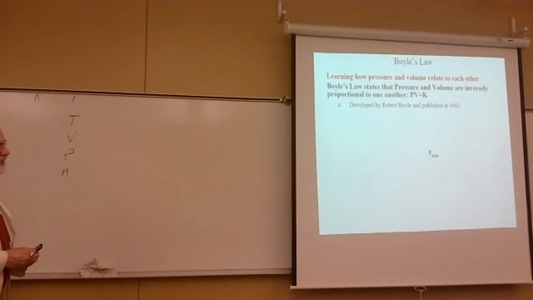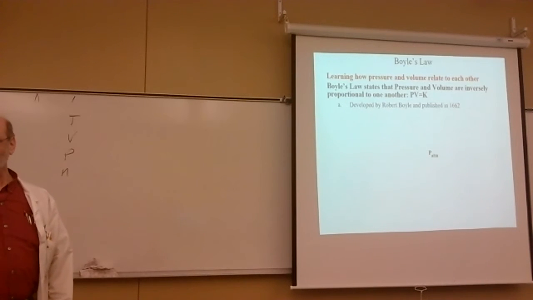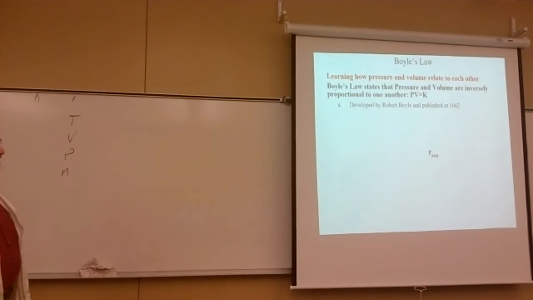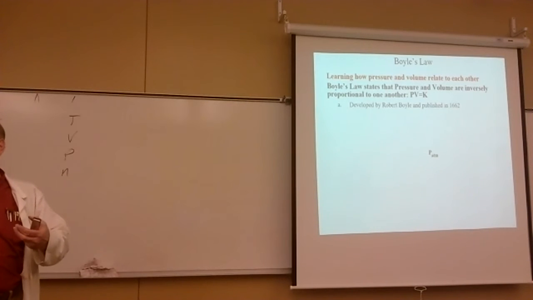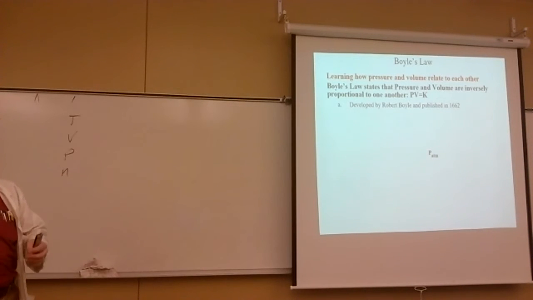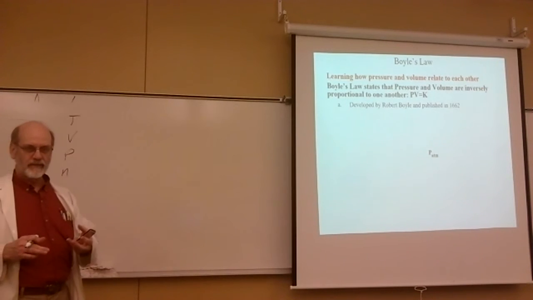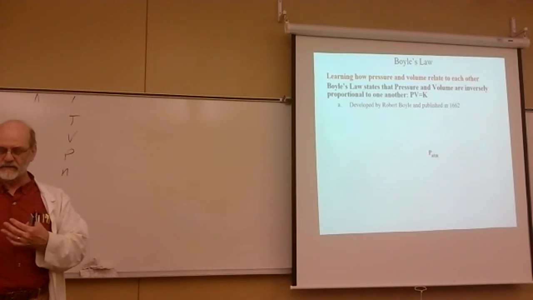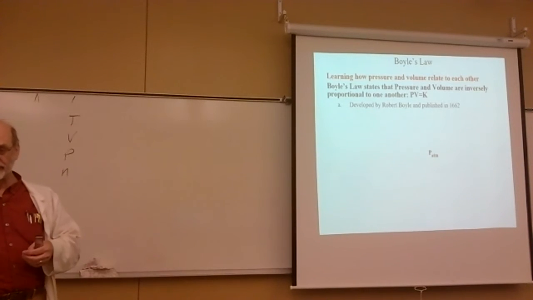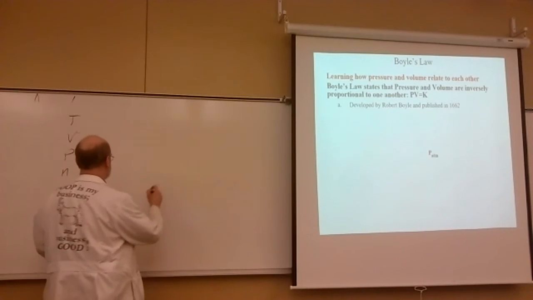So he got hold of Torricelli's barometer really quickly and decided to use it to quantify and characterize gases based on their pressure and volume. What he did was he confined a gas and he measured the pressure of it relative to the mercury. Well, actually, he didn't use the barometer. He used the same concept as the barometer. Boyle used a J-tube.